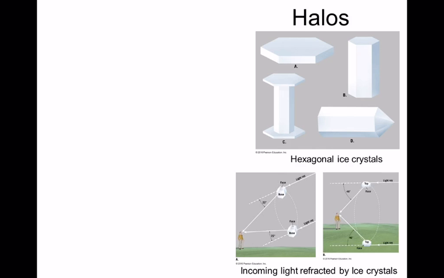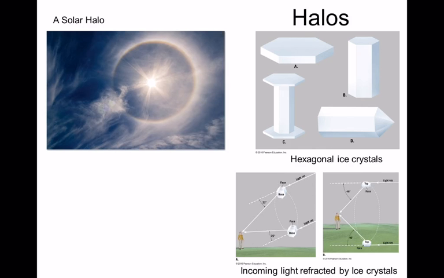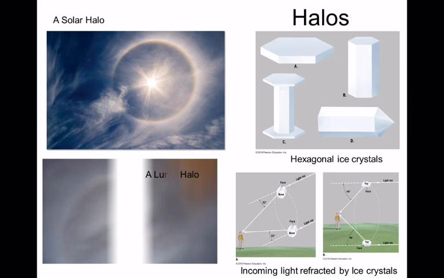And here are images of halos, photographs of halos. This is a halo around the sun, and this is a halo around the moon. Yeah, you can just kind of barely see this. It's just reflected light. It's refracted, actually. Yep, refracted. Light is being refracted from either the sun or the moon.